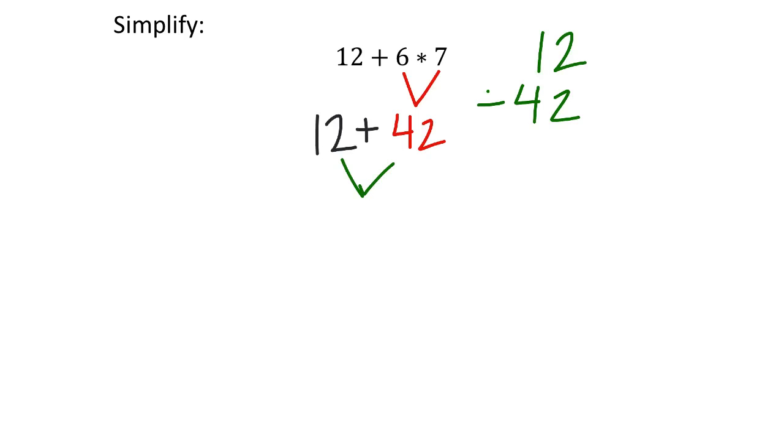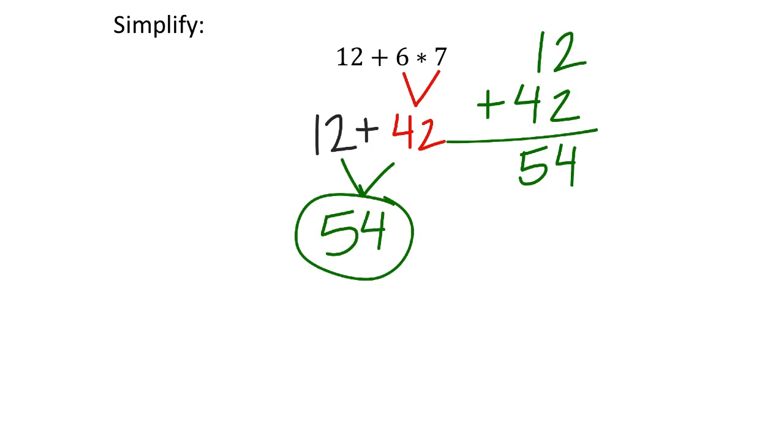Just as a quick reminder, you can add vertically like this, particularly because we're not using calculators. In the future, when we can use calculators, I would just say type that into your calculator. But since we're not using calculators yet, we'll add it vertically. So 2 plus 2 is 4 in the ones place. In the tens place, 1 plus 4 is 5. So the final evaluation value for this one is 54.